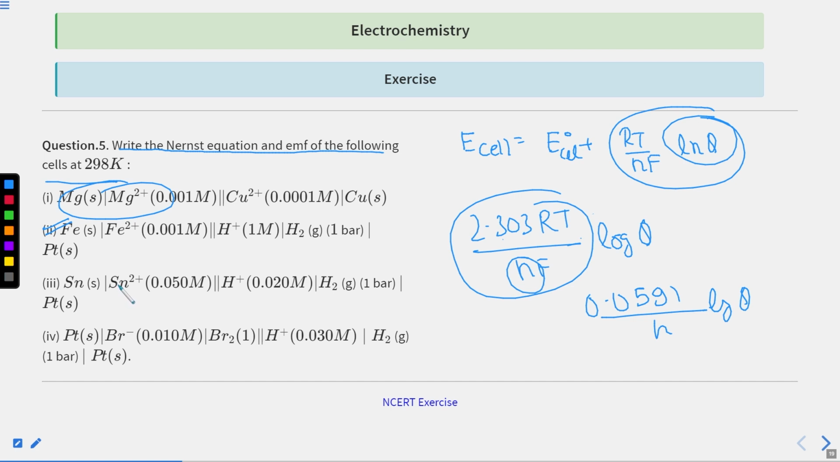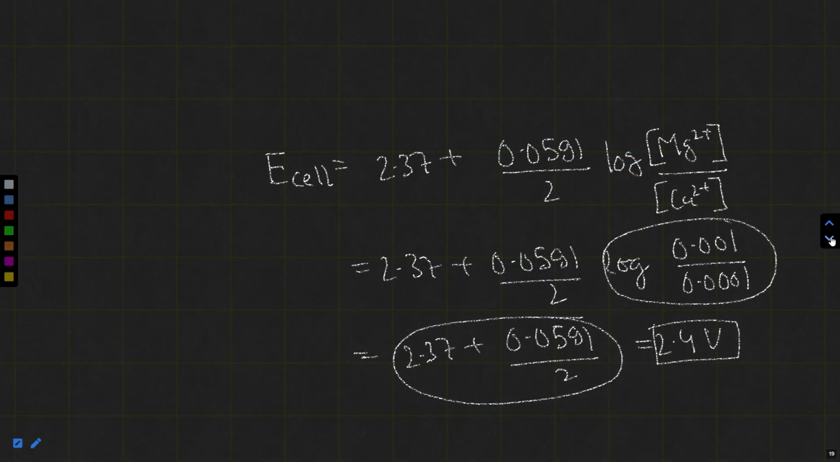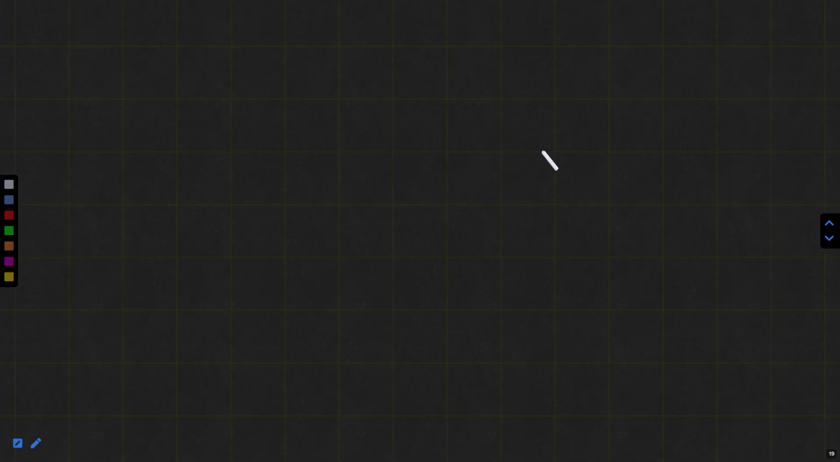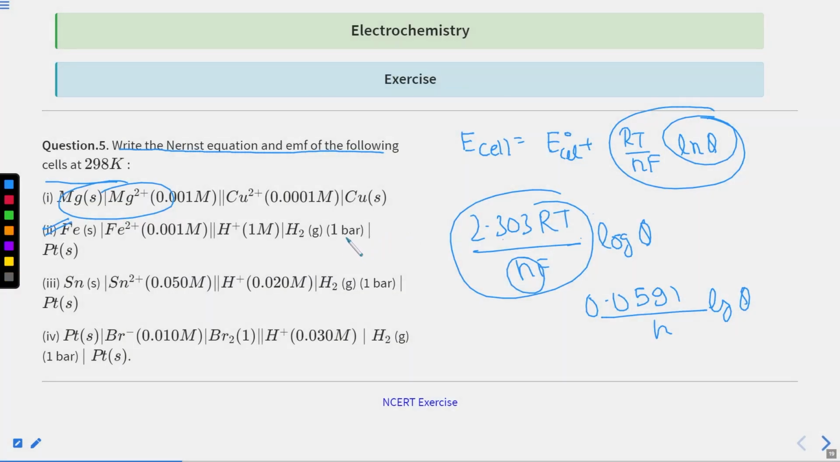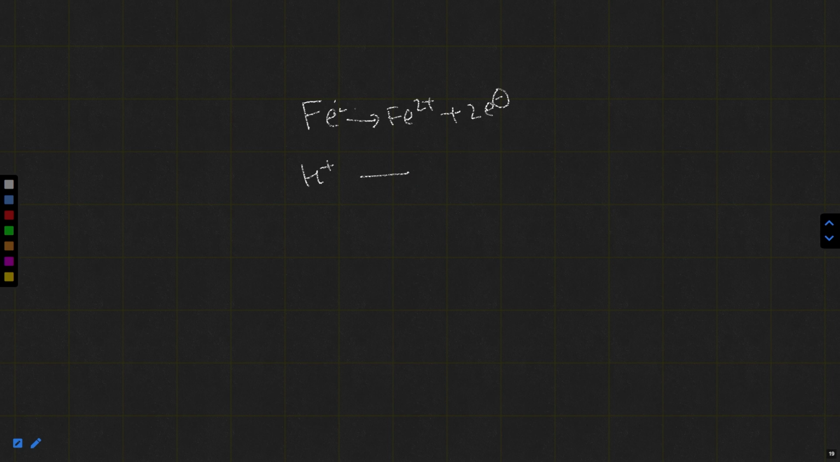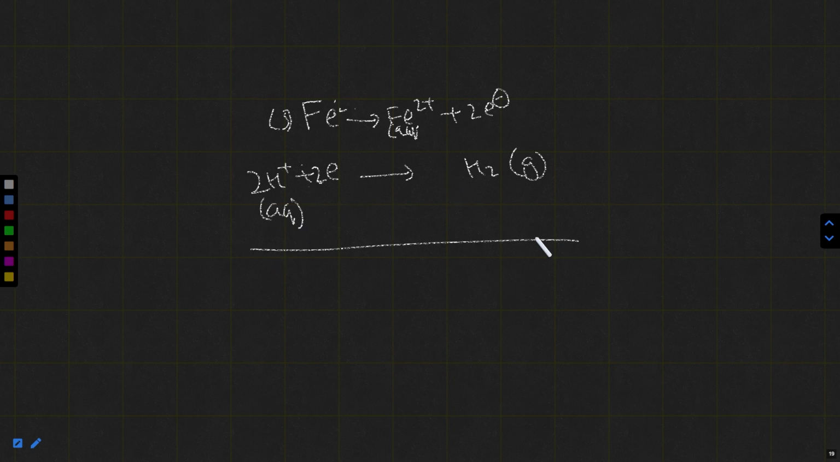So I'm starting it on the first page. You do it yourself. First of all, write the half reactions, Fe to Fe2+, with the release of 2 electrons. Second is 2H+ to H2. So here, first of all, balance the hydrogen. They will take 2 electrons and H2 will form. Write the phases: this is gas, this is solid, this is aqueous. Now add these equations, you will get the final cell reaction.